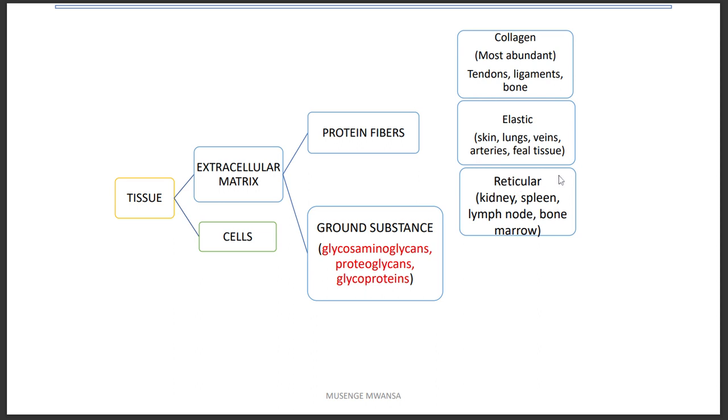So we also have reticular tissue. This one basically is made up of type 3 collagen. So it is there mostly for healing and also scar formation. You are going to see this in kidneys, spleen, lymph nodes, and also in bone marrow.